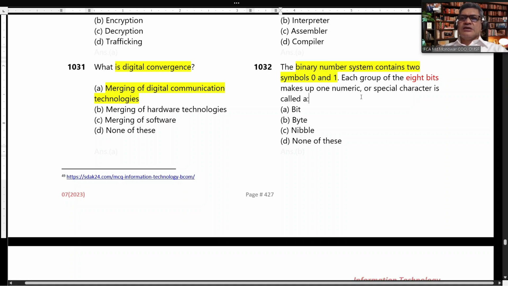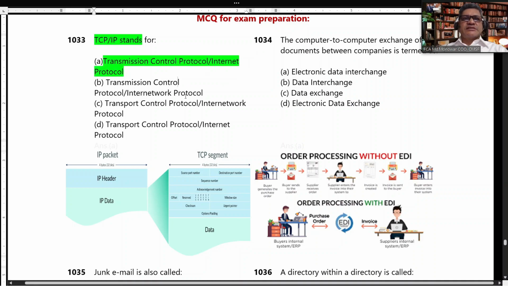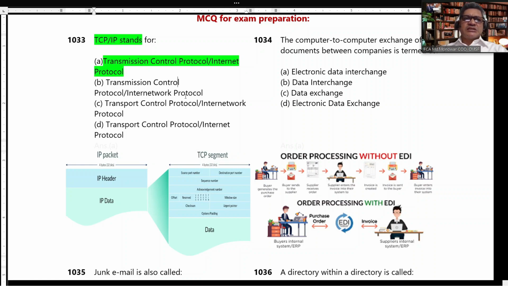We know it. Each group of 8 bits makes up a numeric or specific character, called a byte. 8 bits make a byte. Answer B. TCP/IP stands for Transmission Control Protocol, Internet Protocol. Answer A.